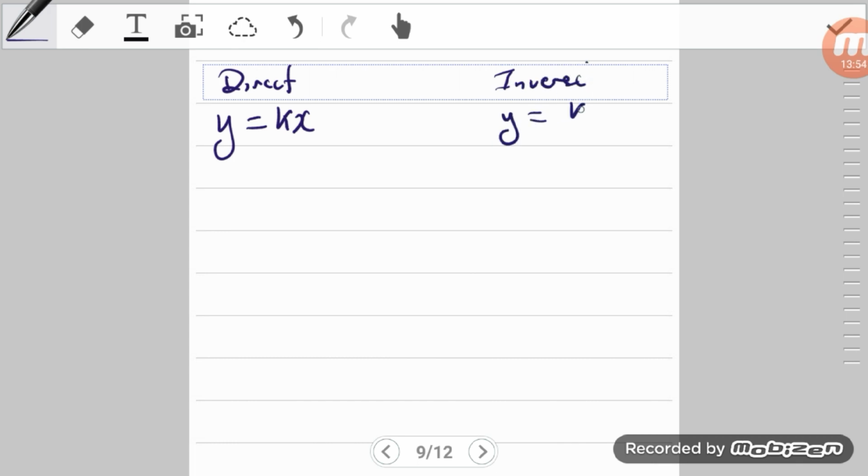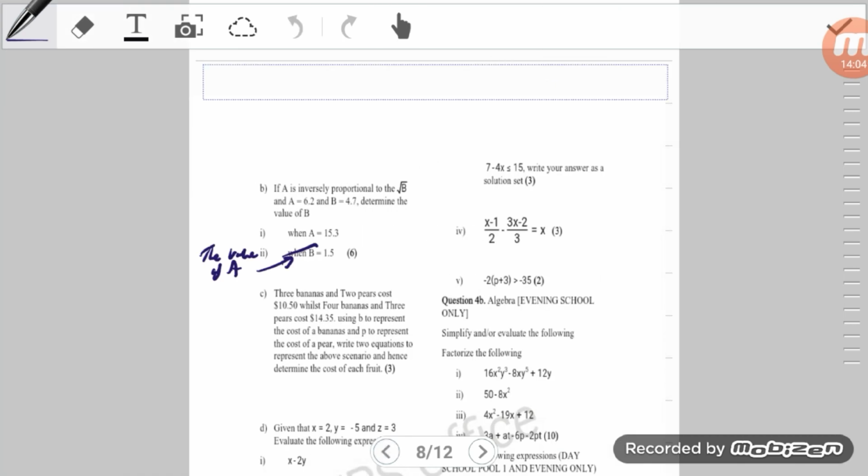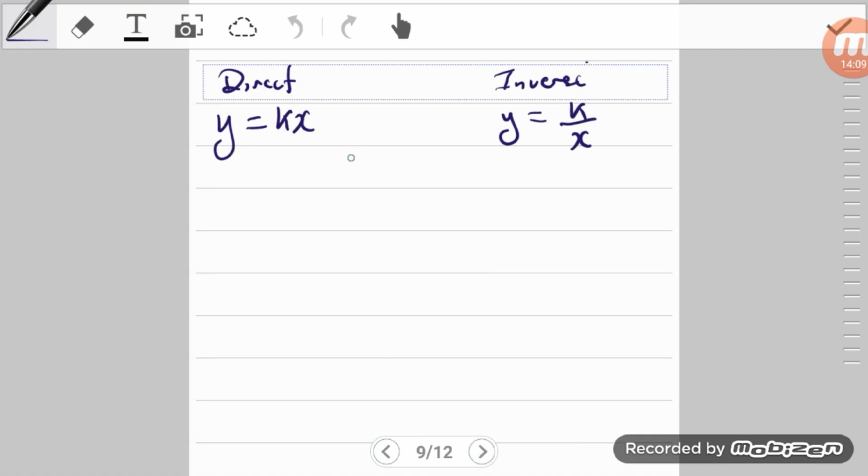Now in this particular question, we are looking at inverse proportion. So right away we know that we have to zone in on the formula that says y is equal to k over x. Now in this particular question, we are using two different variables to represent our variation. We are using A and we are using the square root of B.